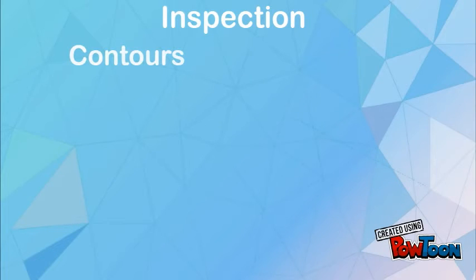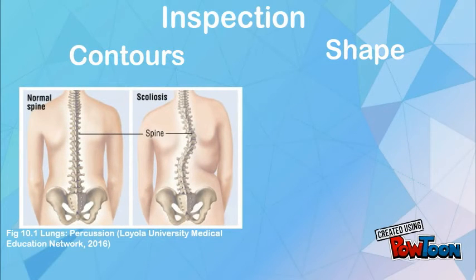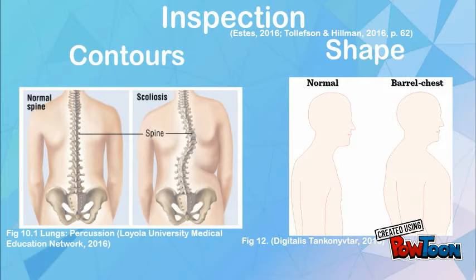Inspection. Assess for contours and shape. The back should be symmetrical. Ascertain are the scapulas the same height, as this could indicate scoliosis. The chest should be a regular oval shape, not barrel, as this could indicate a sign of air trapping or chronic obstructive pulmonary disease.